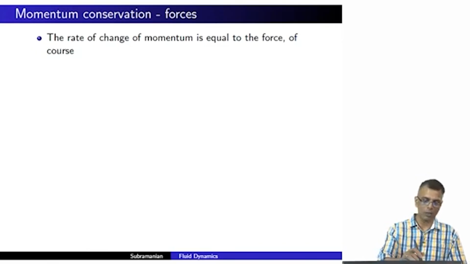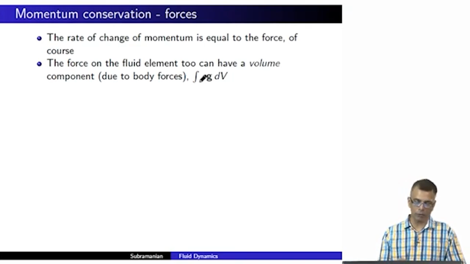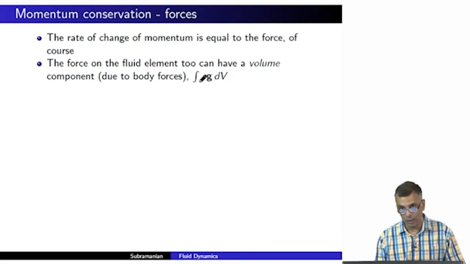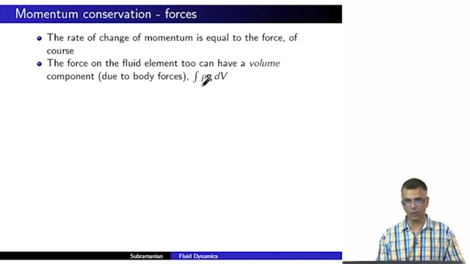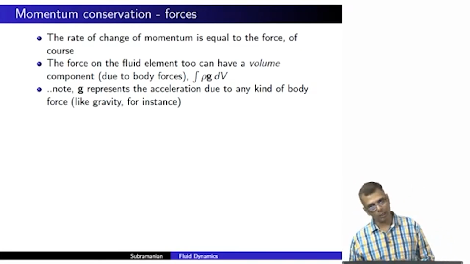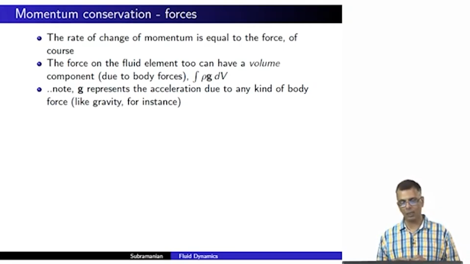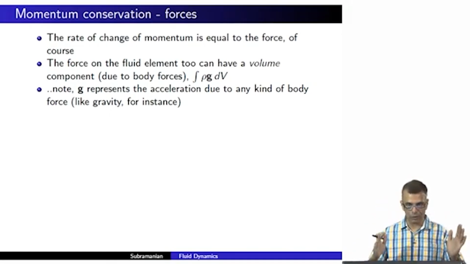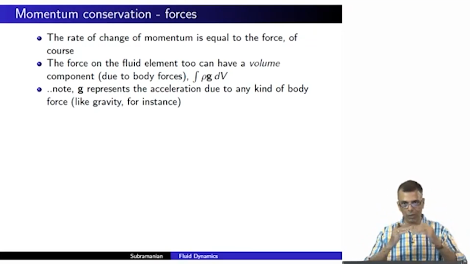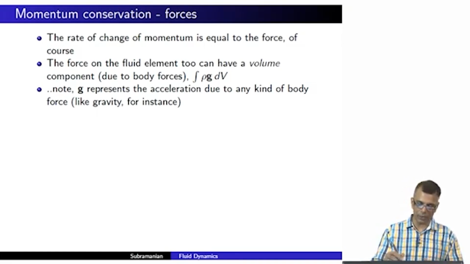This is Newton's law, and the force on the fluid element can have a volume component due to body forces, say due to gravity. That can be written as rho g dV. Now g is really a proxy for any kind of body force. It can be gravity, or some other kind of body force. By body force I mean a force that's acting all throughout the fluid, not only on the surfaces, like gravity. So in that case you would have to integrate all through the volume and not merely on the surface.